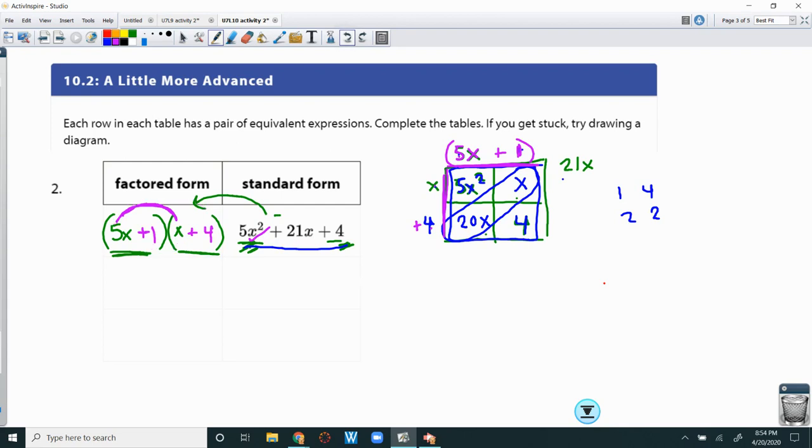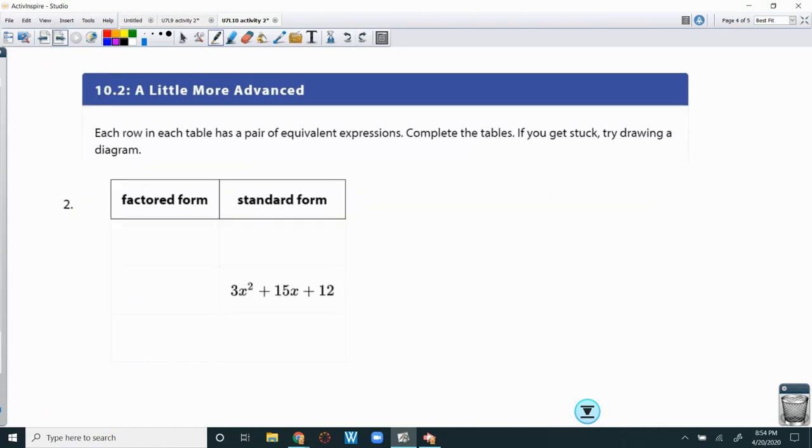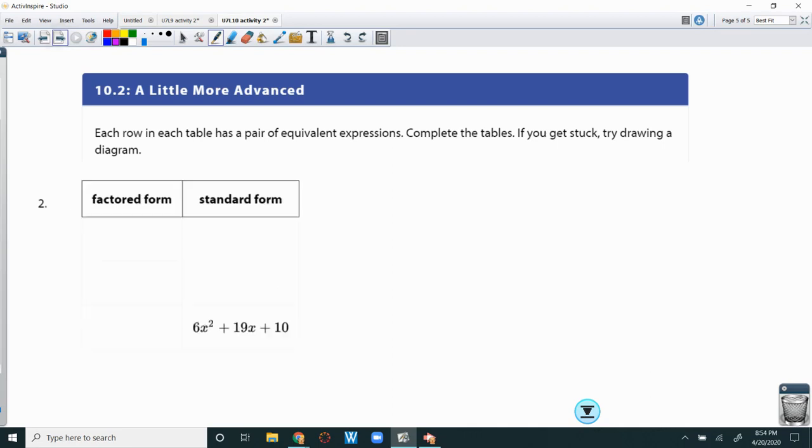All right, there are 2 more for you to try. So I want you to try both of those. Take a minute, try the second and third equation in that box. All right, go ahead and hit pause, and then we'll go over them so you can check your work.